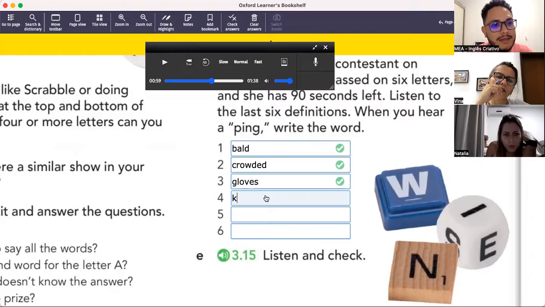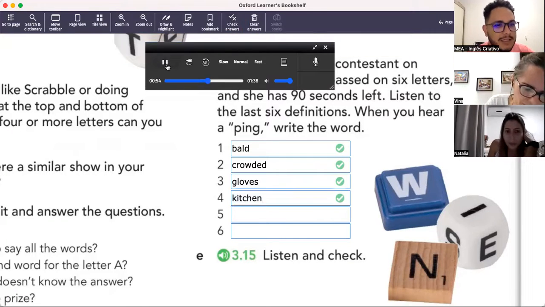Cook. Yes. K. It's a place in the house. Kitchen. It's a place where people, isso.